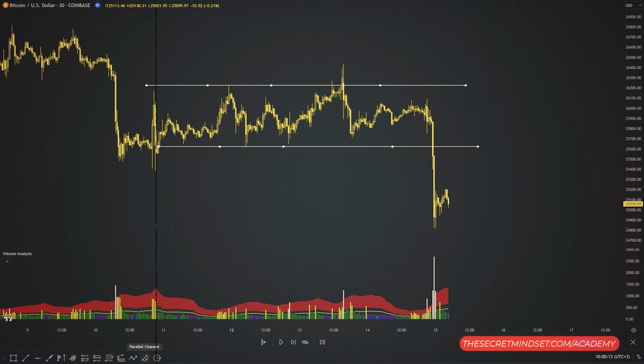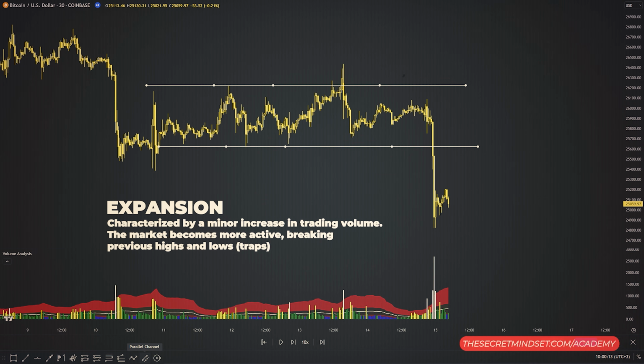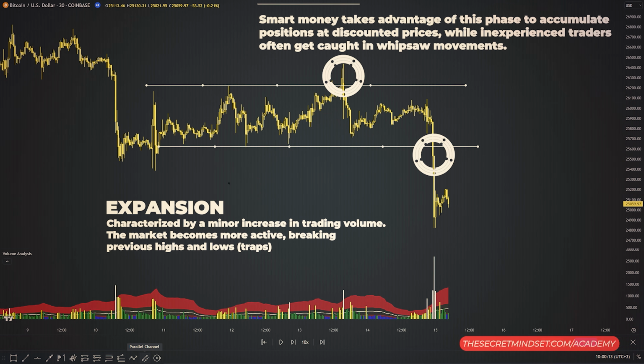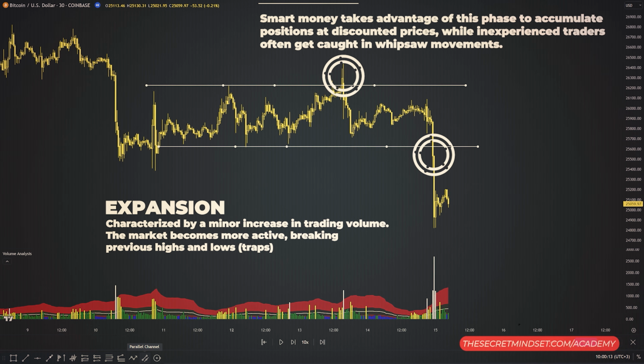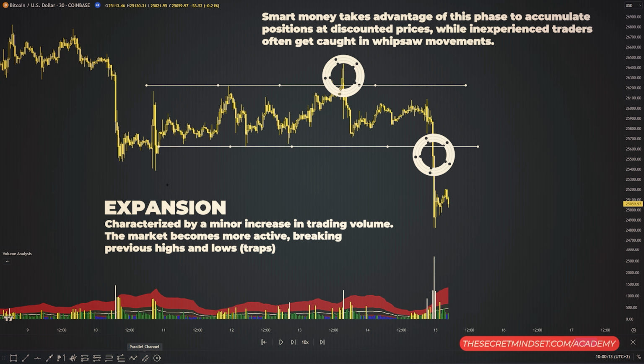Secondly, we have the expansion phase. This seems like an exciting phase for retail traders. Expansion is characterized by a minor increase in trading volume. The market becomes more active, breaking previous highs and lows. Smart money takes advantage of this phase to accumulate positions at discounted prices, while inexperienced traders often get caught in the whipsaw movements.